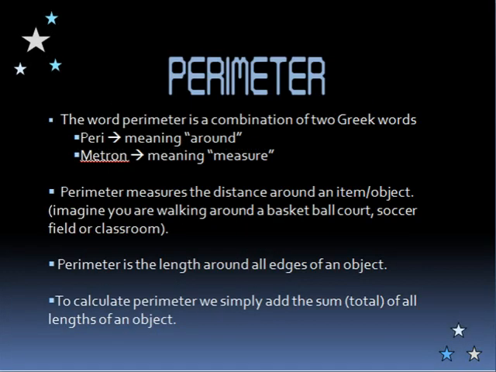The word perimeter is a combination of two Greek words, peri, meaning around, and metron, meaning to measure. Perimeter measures the distance around an item, an object, or a shape. Perimeter is the length around all edges of an object. To calculate perimeter, we simply add the total, or the sum, of all the lengths of that object, shape, or item.